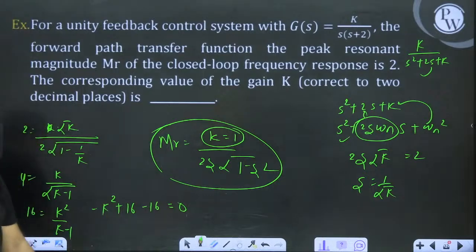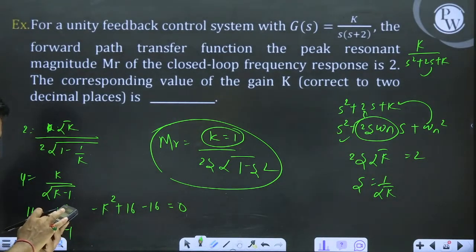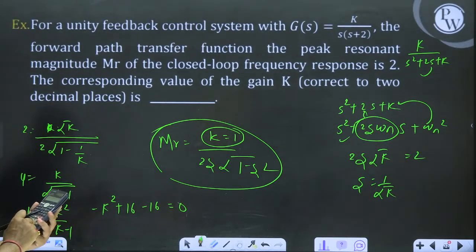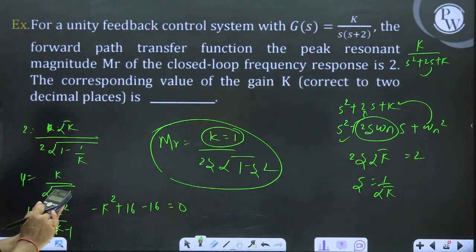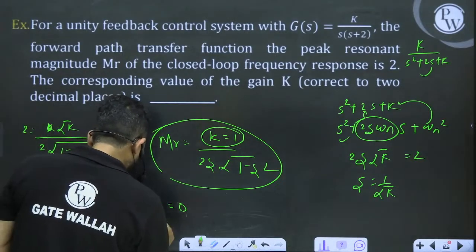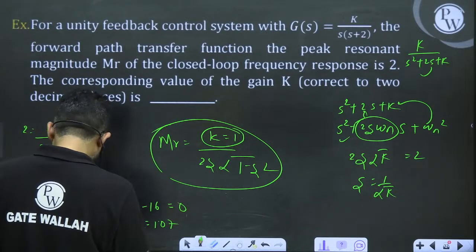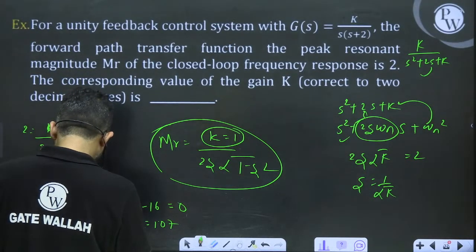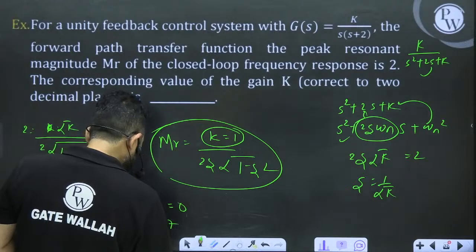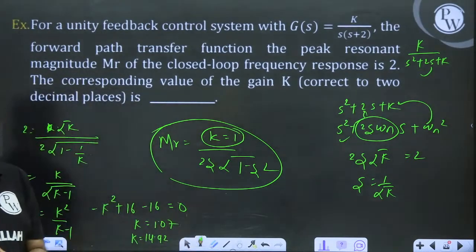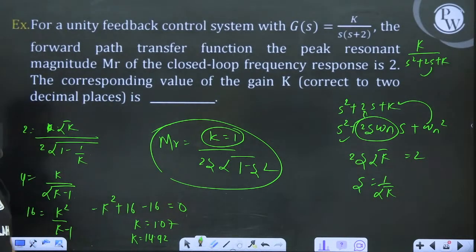Let's check whether I will get the answer or not. Yes, I will get k as 1.07 and the other value is 14.92. Only k will come.